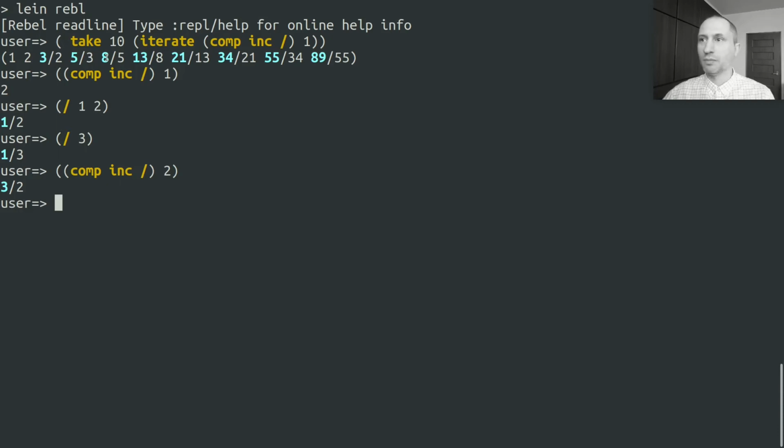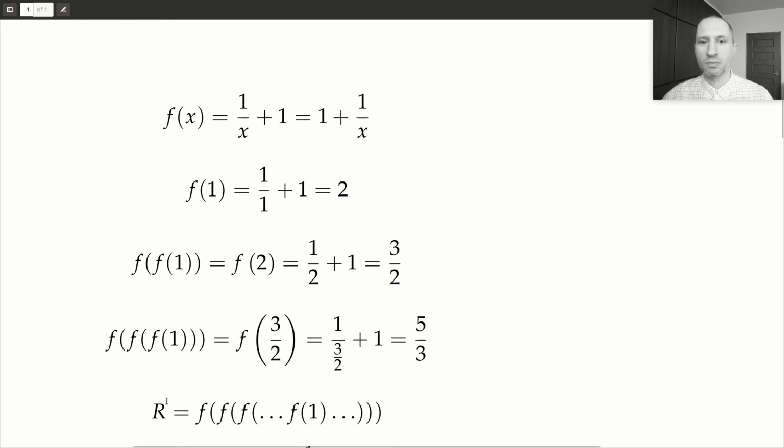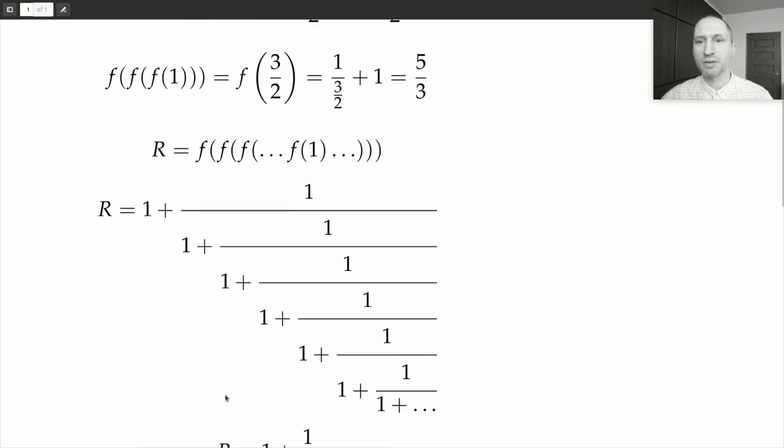So the only remaining question, now we see how the code works. Why does this converge to the golden ratio? And it's actually a very simple argument. This is continued fractions. So we say that r is the value when we iterate this infinitely many times. We take the output and put it back into the function. So this corresponds to this continued fraction. This is what we are doing, and it's a very nice looking figure.